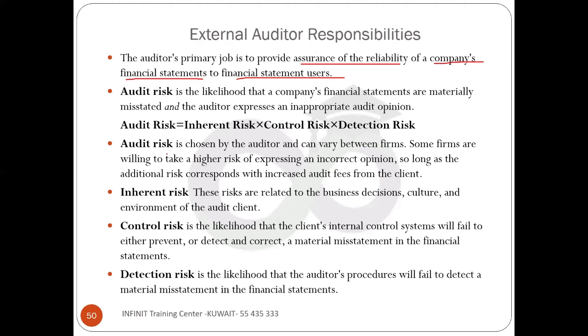And there can be some risk. What is risk? Audit risk. Audit risk is the likelihood that the company's financial statements are materially misstated and the auditor expresses an inappropriate audit opinion. Or we can say there are a lot of mistakes in the financial statements and auditors were not able to make an opinion about those. So that's what we call audit risk. So audit risk includes inherent risk, control risk, and detection risk.